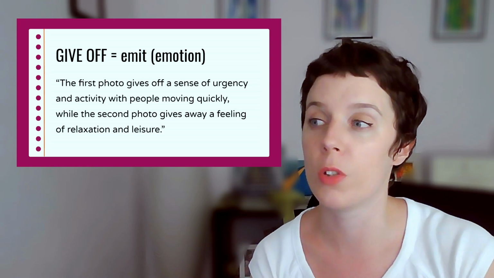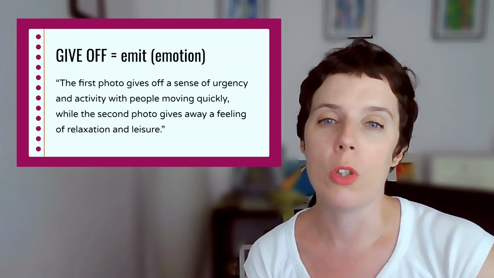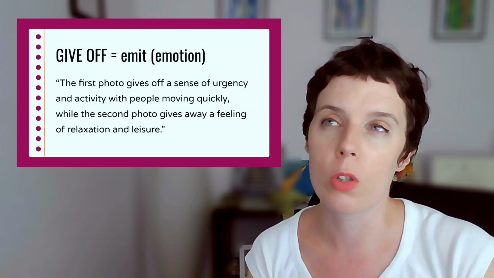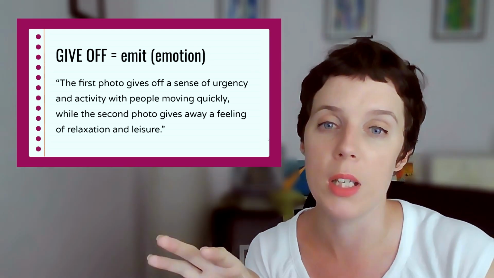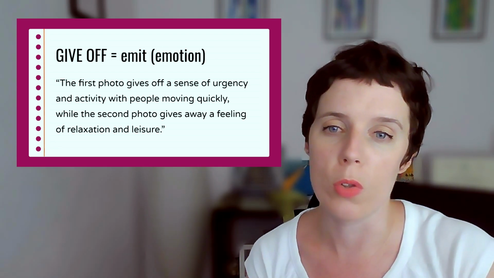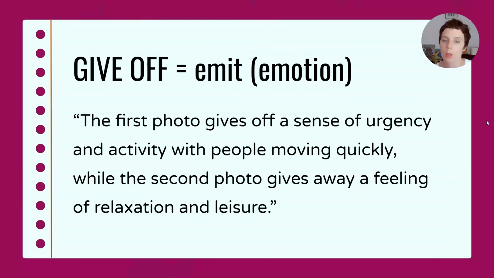All right, on to our next phrasal verb then, give off. It means to emit. You can use this for emotion. You can also use it for smell as well. If something gives off a smell, it emits a smell. But we also use it for emotion. So, for example, you could say something like, the first photo gives off a sense of urgency. We would normally use give off with a sense of. We tend to collocate these two phrases together.